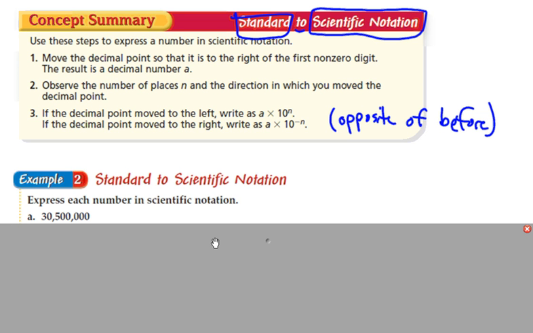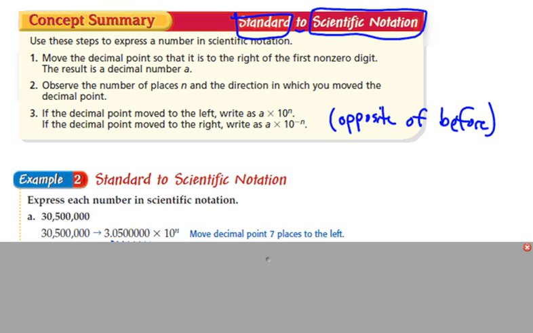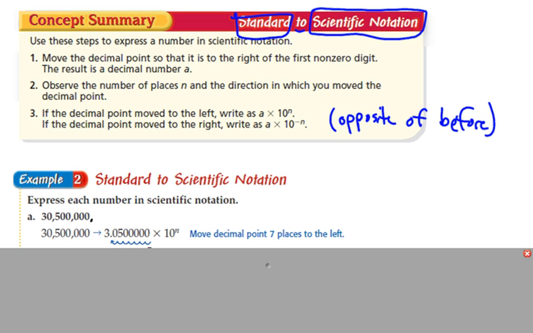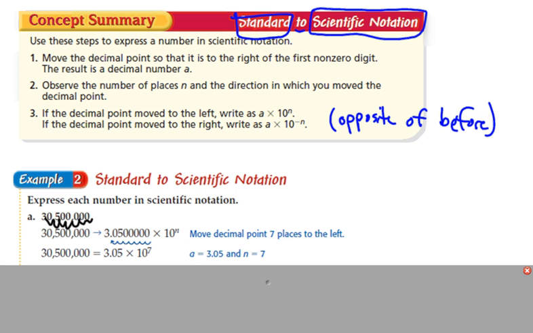We have 30,500,000. So I'm going to take that 30,500,000 and you have to move that decimal. It would be here. We have to move it back till it gets 2, 3, 4, 5, 6, 7. Till it's right after that first non-zero digit, which would be 3. You have to have a digit in front. So it would be 3.05, and we moved it, let's see, 1, 2, 3, 4, 5, 6, 7 to the left. So it's going to be a positive exponent of 7. So that's where this would be your new scientific notation.